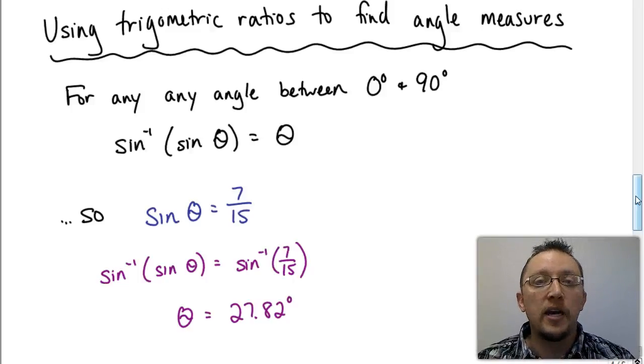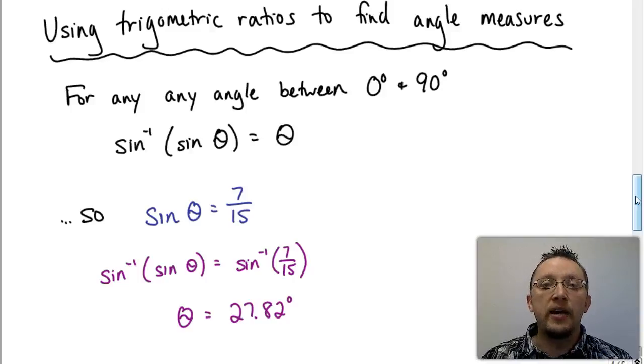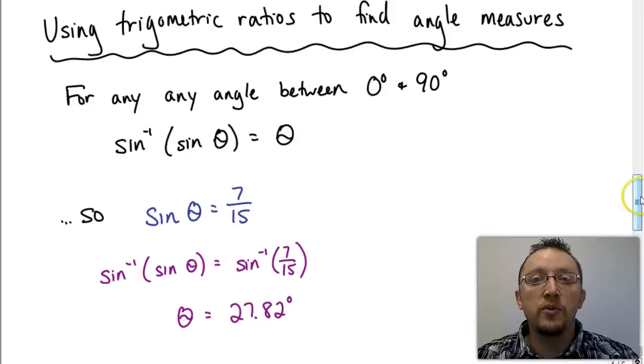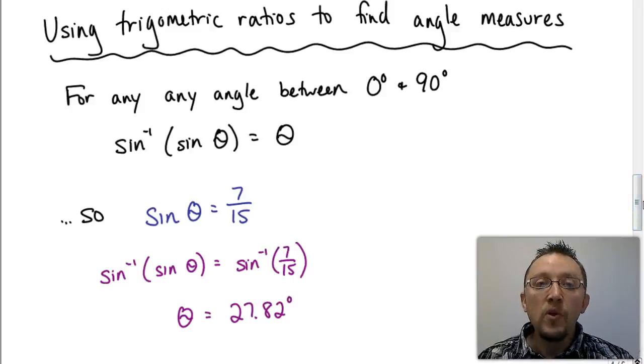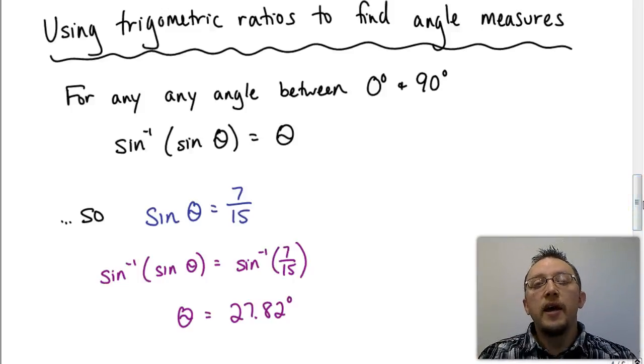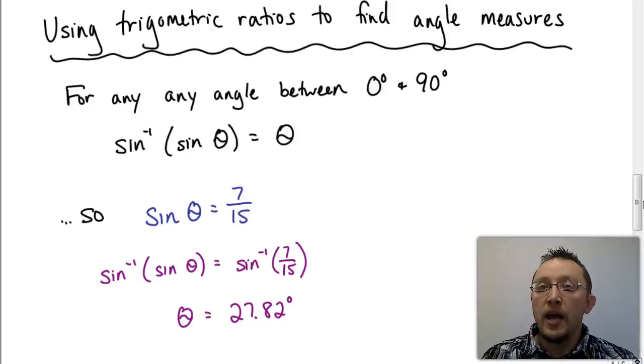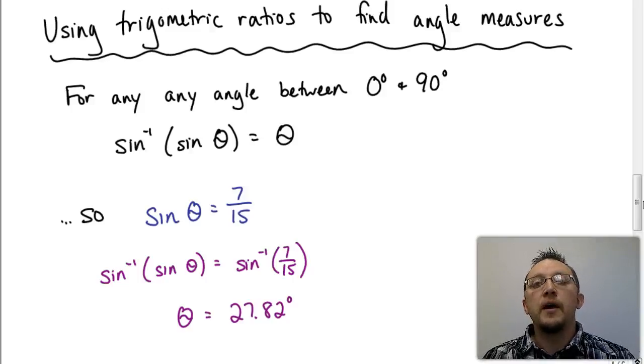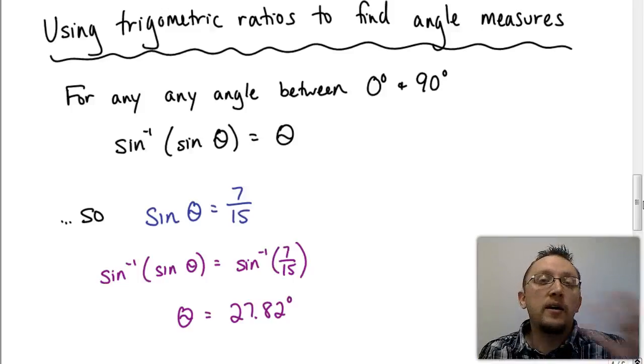So let's say, for example, I'm looking for the sine of an angle, and I know that it's equal to some value. Well, this rule says that for any angle theta between 0 degrees and 90 degrees, the inverse sine of the sine of theta is equal to the angle, theta. So in other words, the inverse sine undoes the sine. And that's how we're going to use it.